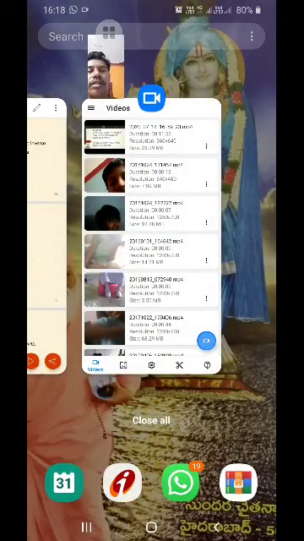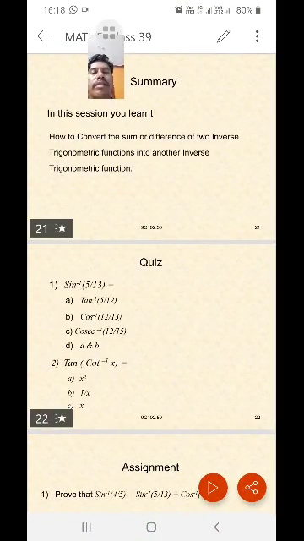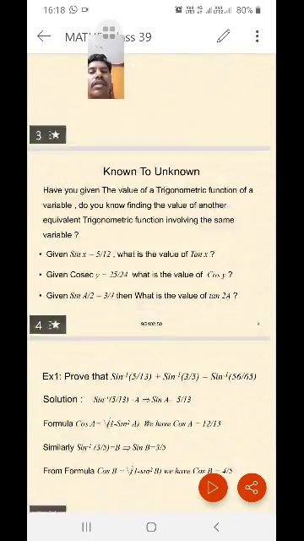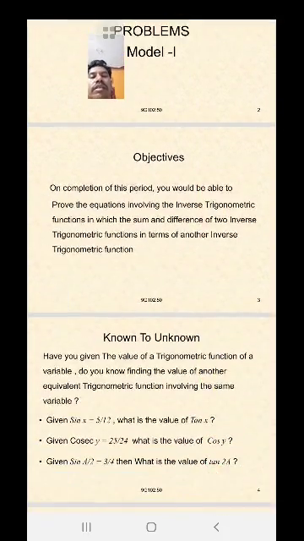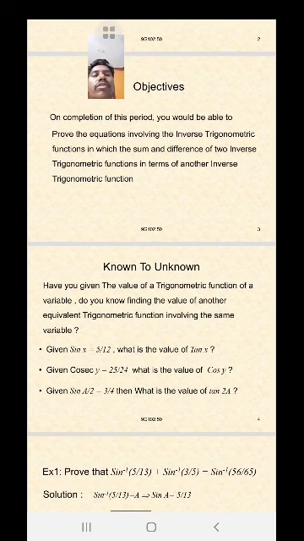Students, today we will learn the inverse trigonometric functions problems. In previous class we learned formulas. Today we will see the problems. So on completion of this period you would be able to prove the equations involving the inverse trigonometric functions in which the sum and difference of two inverse trigonometric functions are expressed in terms of another inverse trigonometric function.